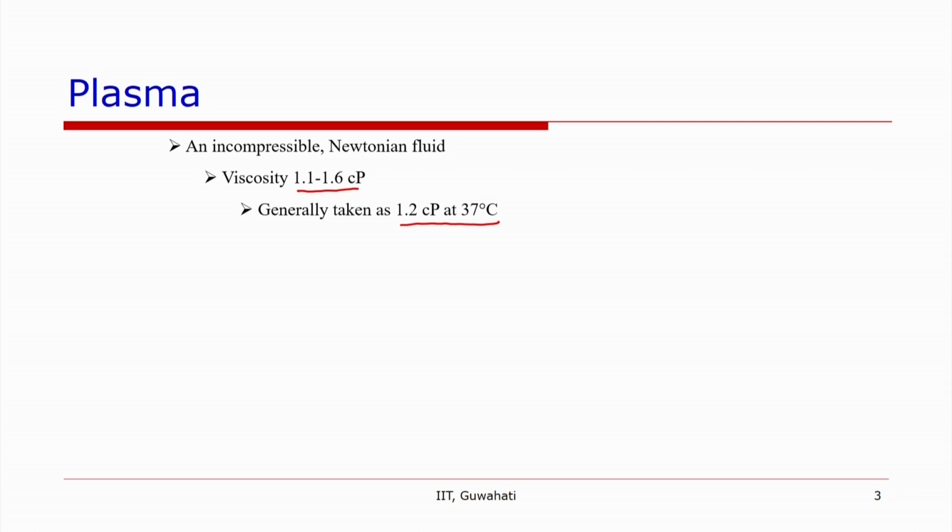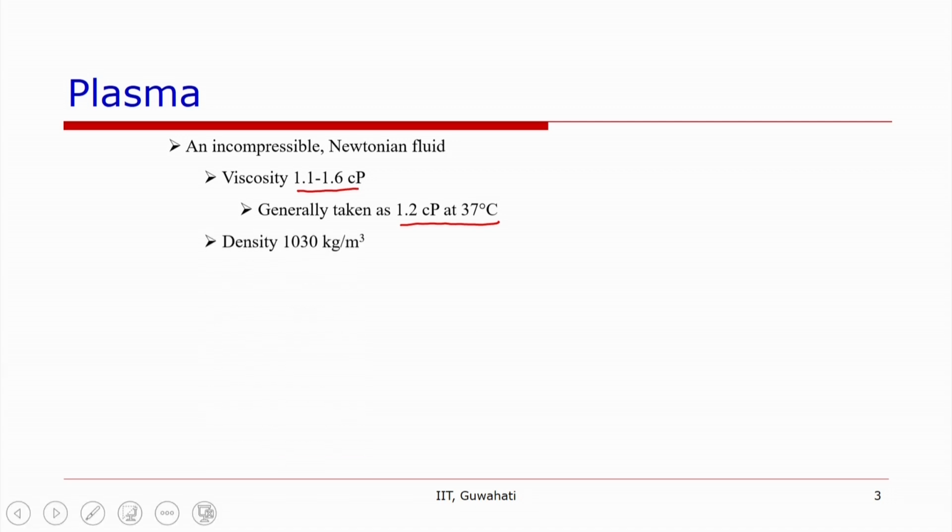It is not well known how the viscosity of blood behaves with temperature. So, all the rheological measurements are generally performed at body temperature, which is about 37 degrees centigrade.